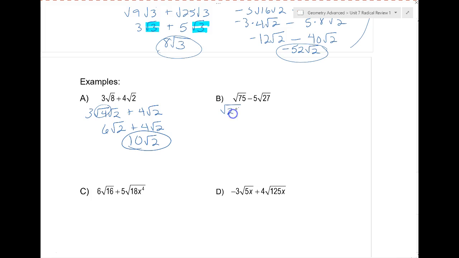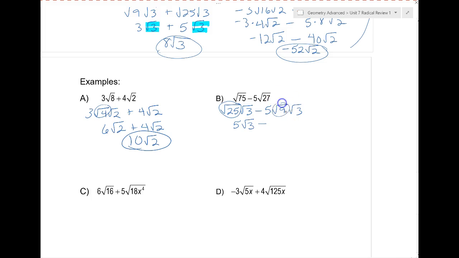The square root of 25 times the square root of 3, right? Square root of 75 can simplify out. What can simplify out of 27? Oh, that's the square root of 9 times the square root of 3. Now let's do this in our head. Let's start speeding this up so we don't have to write every step down. What's the square root of 25? Well, that's 5. So that's 5 root 3.